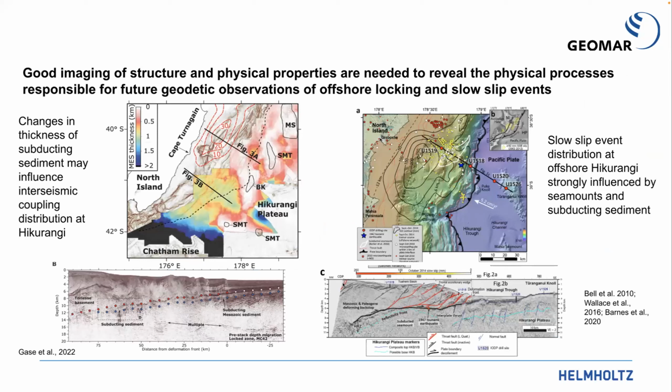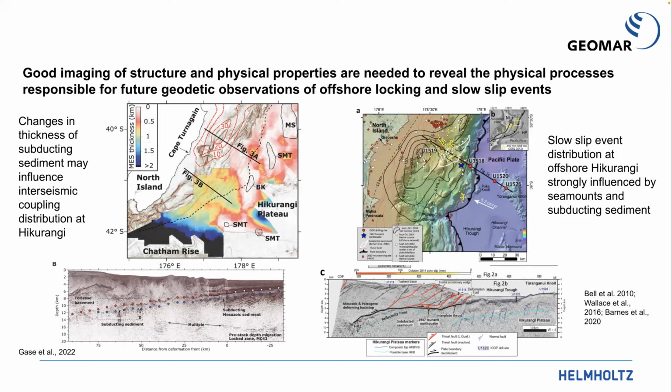So in New Zealand, I'm really going to focus on New Zealand examples for this, because obviously I'm most familiar with that, but also because we've got really high quality active source seismic imaging there. We've also had a number of seafloor geodetic experiments, which we can use to compare the physical properties observed with the active source experiments to the slip behaviors that we observed geodetically. And we found in New Zealand that, to really get a handle on the physical processes responsible for, say, locking on the subduction megathrust versus slow slip and creep, having really good imaging of the structure and physical properties is absolutely critical.